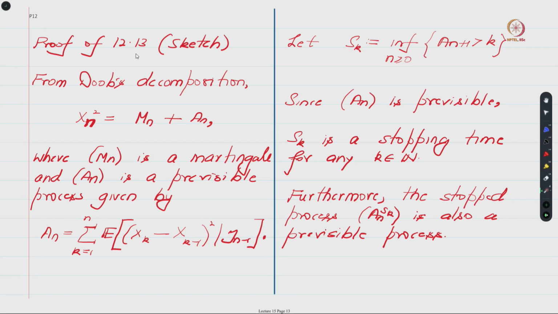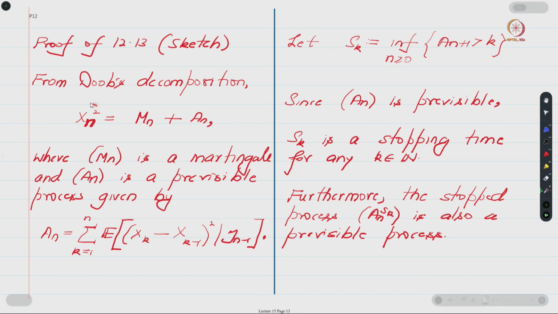So recall what we had to show in theorem 12.13. We had to show that the limit of x_n exists almost surely on the event A_infinity strictly less than infinity. Is that okay? And we have not been told that x_n is bounded in L2. So we have just been given some x_n process in L2, not bounded in L2, and we need to now show that it converges almost surely on the event A_infinity less than infinity.